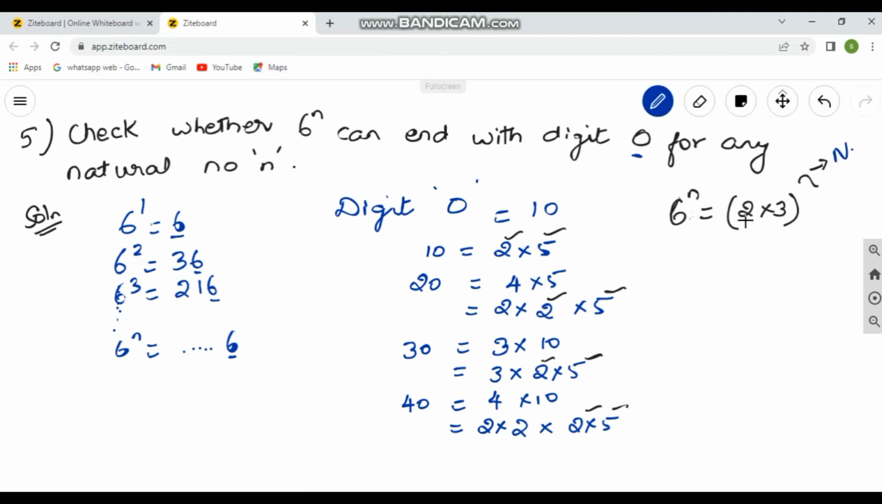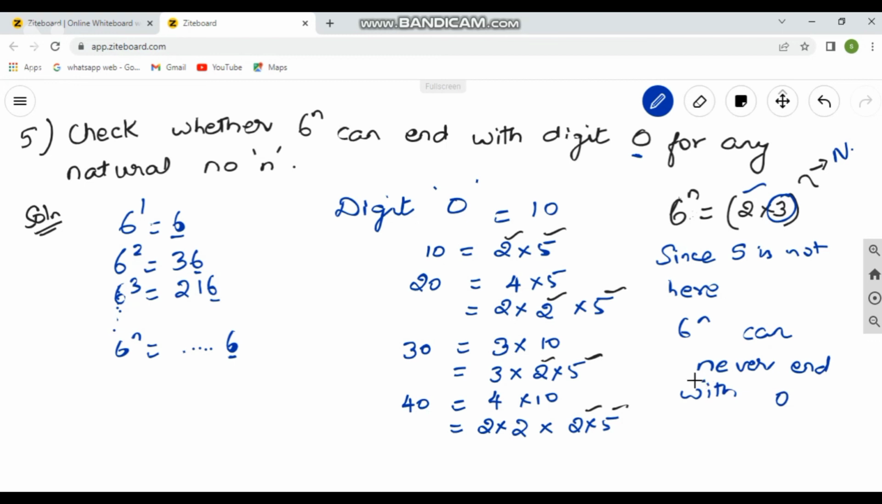This 6 power n contains 2, but it does not have 5, isn't it? It has only 3. For all the numbers which have 0 at the end, 2 and 5 are present as factors. But here for 6 power n, we are obtaining only 2 and 3. We do not have 5. So we can say that since 5 is not here, 6 power n can never end with 0.